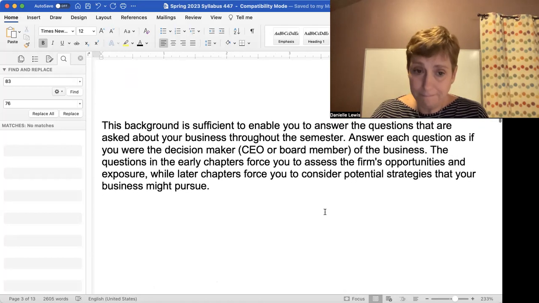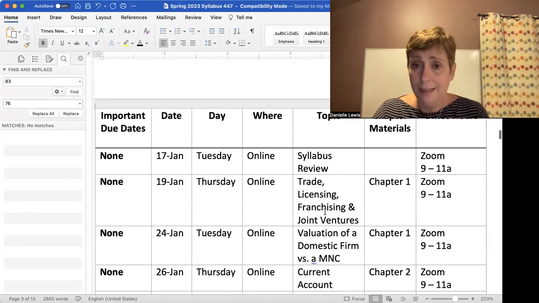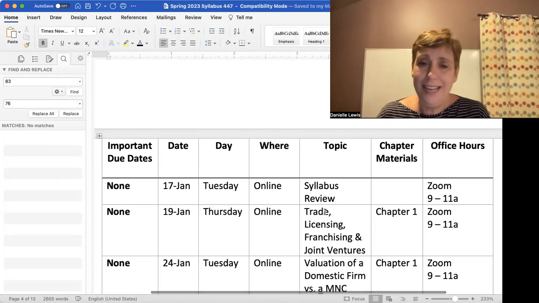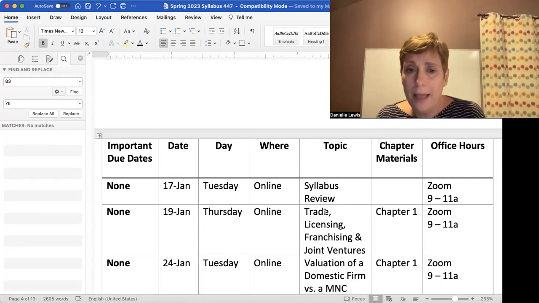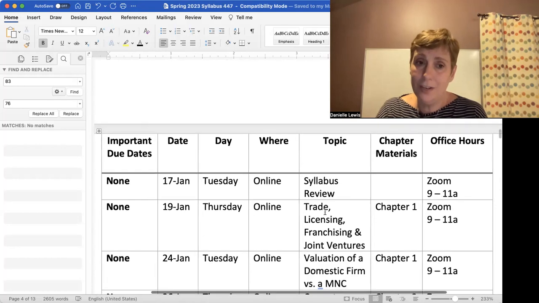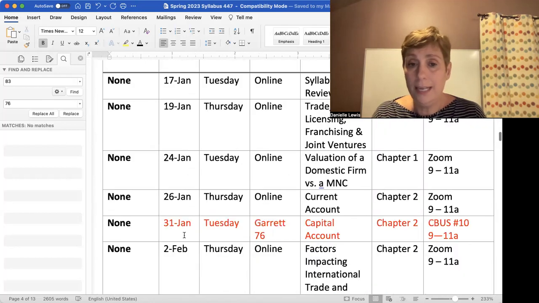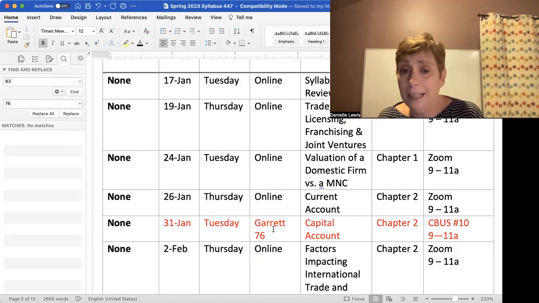So with that said, this is the schedule I plan to stay on. What we have here is important due dates. Those are when your case studies are due, when tests are due. It gives you the date, the day of the week, and also whether it's online or in class. You can see here in red, that's when it will be in class. Our first in-class session will be January 31st.